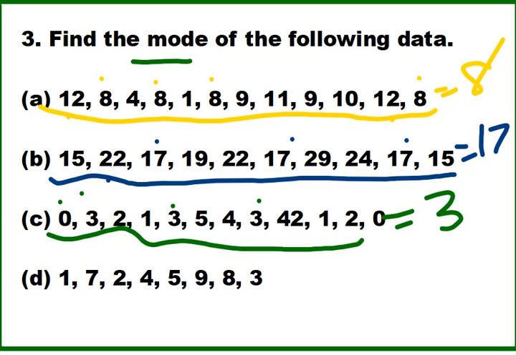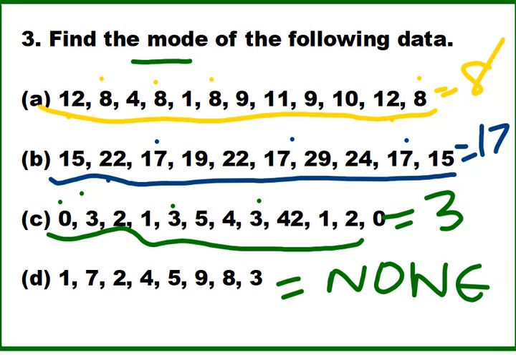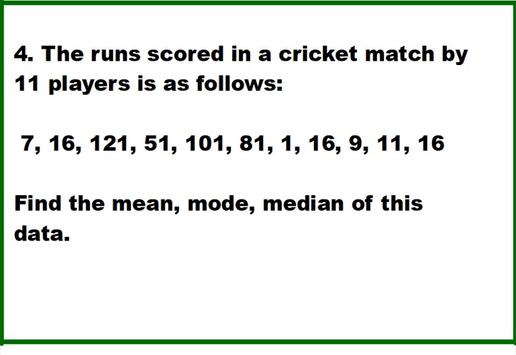And then we have a look at our last number, 3D: 1, 7, 2, 4, 5, 9, 3. From the look of things, there is no mode because everything appears once, and so the mode here is none. And that's how you do it. So let's go on to our next question.